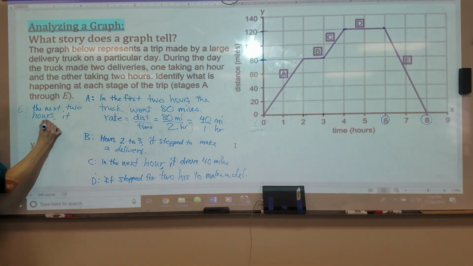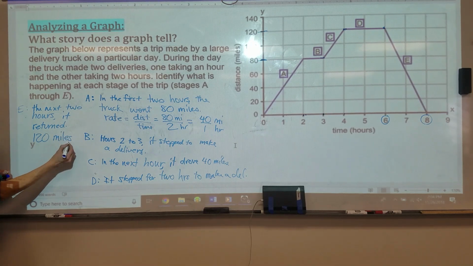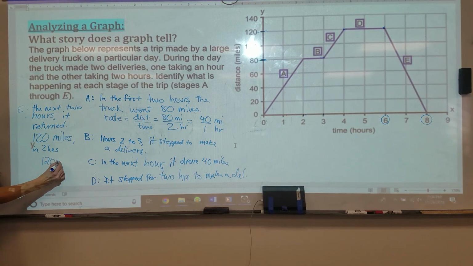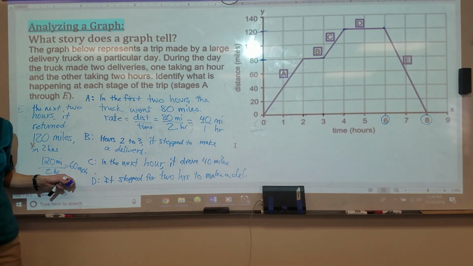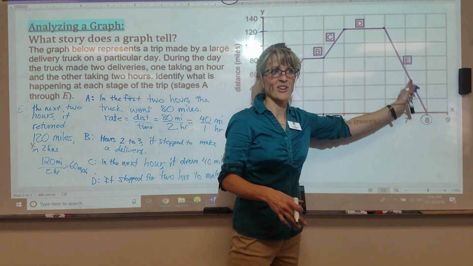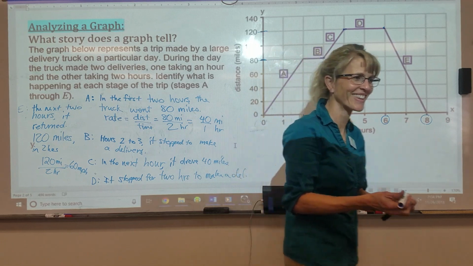Okay? It returned. So he's like, I'm hungry, I'm ready for dinner, I'm going to drive all 120 miles. So did he go 120 miles? Right, all 120, and it took him 2 hours. In 2 hours, I could say his rate was 120 miles per 2 hours, or 60 miles per hour. So I know he's fastest right here. Maybe he was fastest on this way because his truck was unloaded and it was lighter. Maybe he was going downhill. No, not because it's going downhill here. That's not a hill.